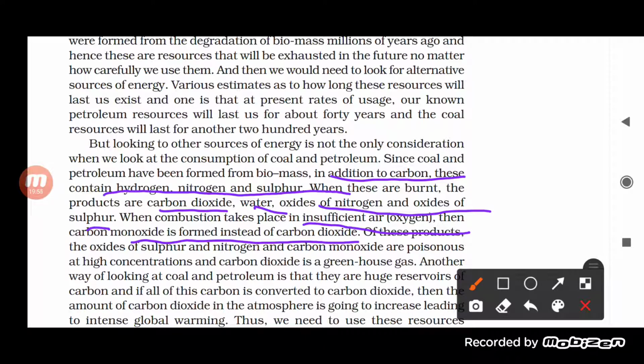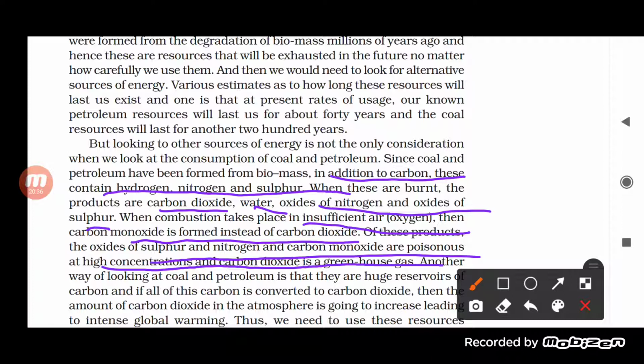In all of this, the oxides of sulfur and nitrogen and carbon monoxide are poisonous at higher concentration. Carbon dioxide is also called a greenhouse gas. You know that when we burn these fuels, which are actually made up of carbon, hydrogen, nitrogen and sulfur, what happens? There is a release of carbon dioxide. Not only this, there will be a release of oxides of sulfur and oxides of nitrogen. And these are all not good for our environment.